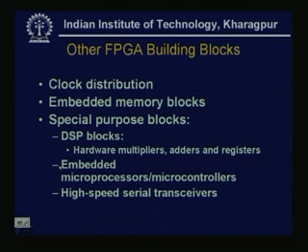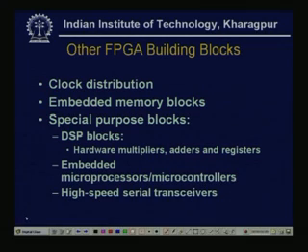Now, there can be other types of FPGA building blocks, and they are for the clock distribution, the embedded memory blocks, special purpose blocks such as DSP blocks, hardware multipliers, adders and registers, embedded microprocessors, microcontrollers and high speed serial transceivers. So, clock distribution, this is one circuitry and always these are needed.